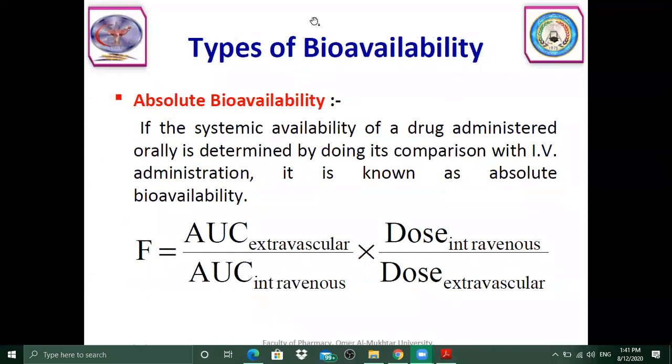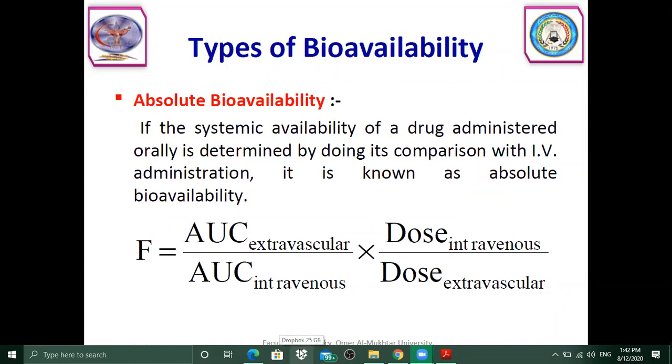So again, they have given the types of bioavailability in detail over here. Just now I told you about absolute bioavailability. If the systemic availability of a drug administered orally is determined by comparison with intravenous administration, it is known as absolute bioavailability. And this is the formula. F is the indication of bioavailability: area under the curve for extravascular upon area under the curve for intravenous, into dose for intravenous upon dose for extravascular.